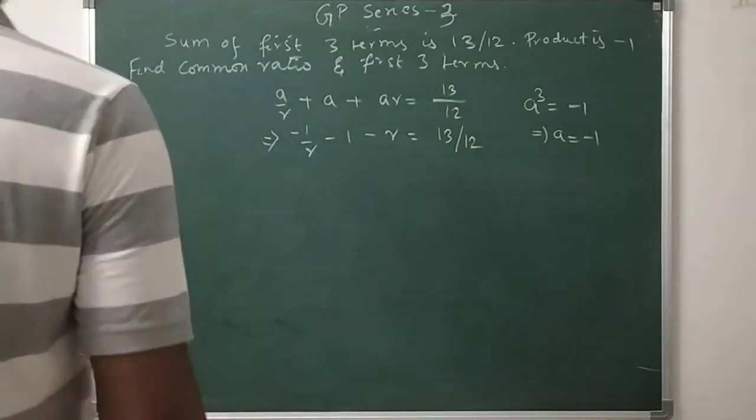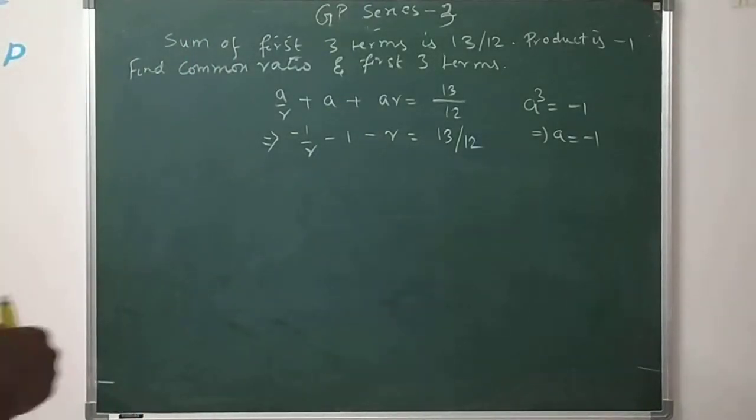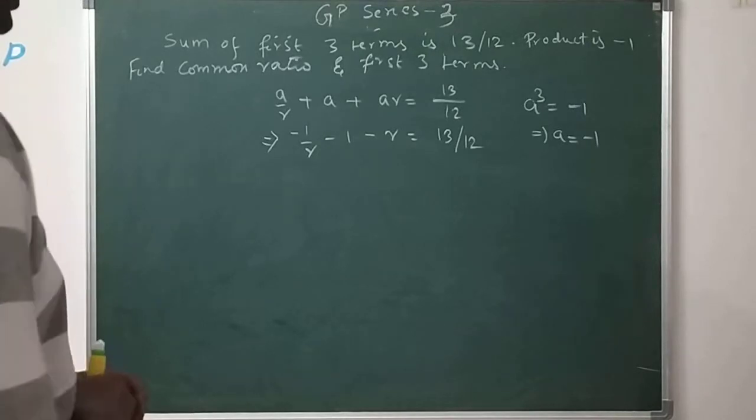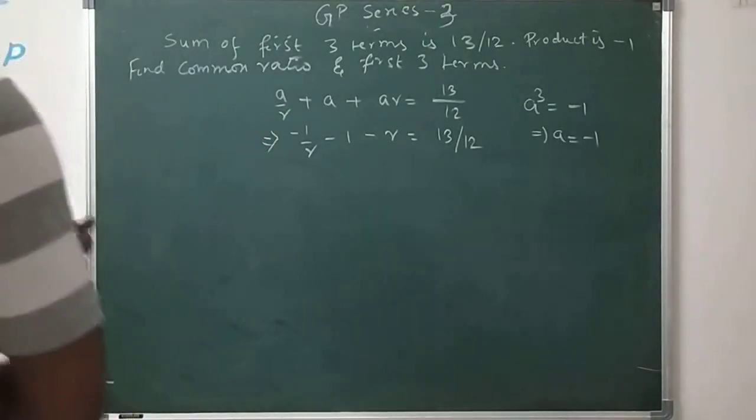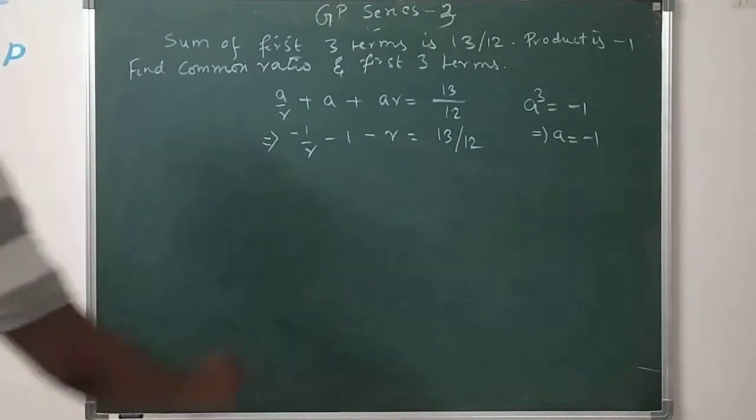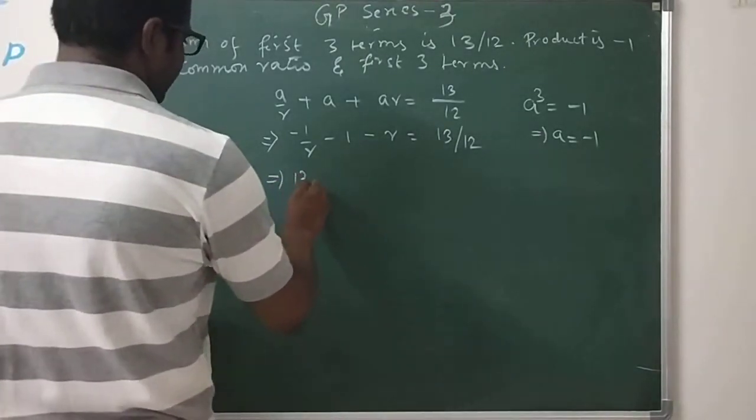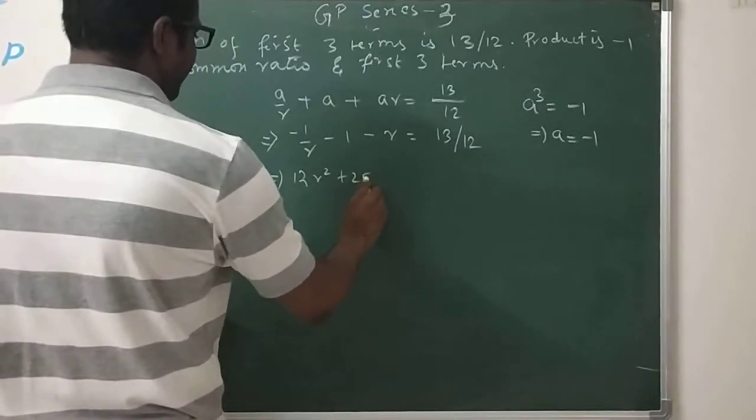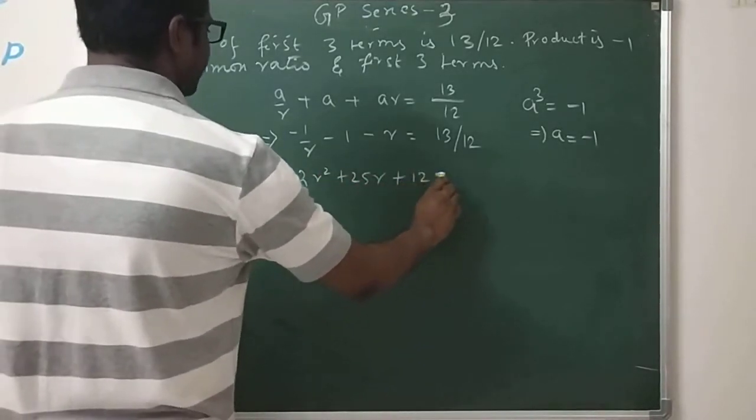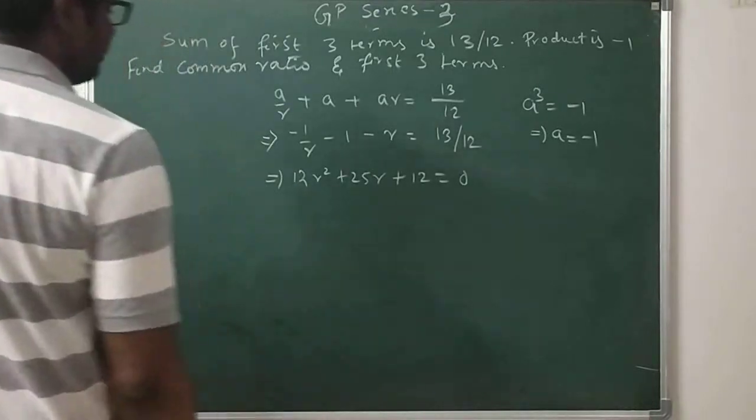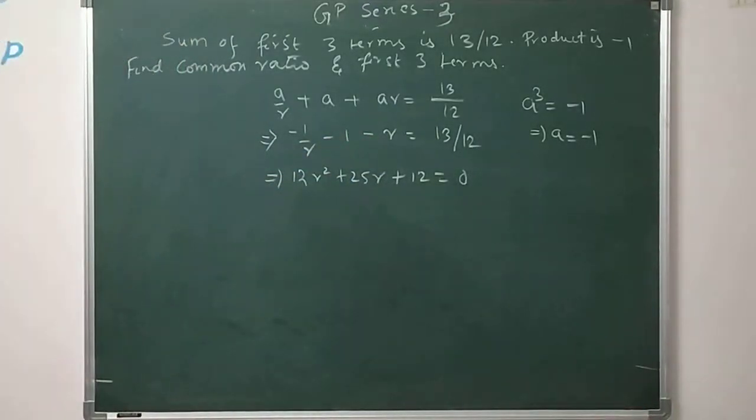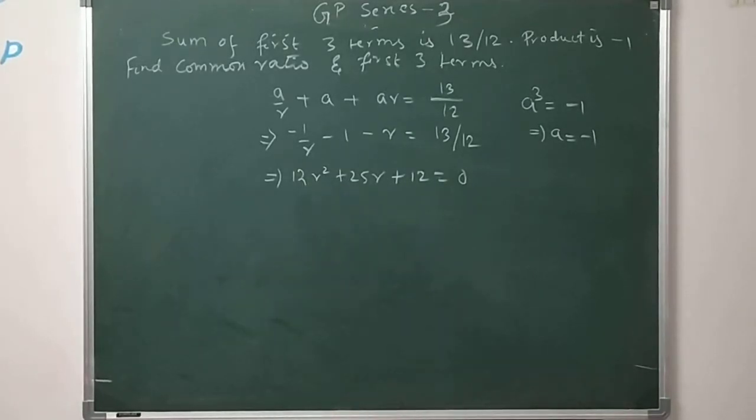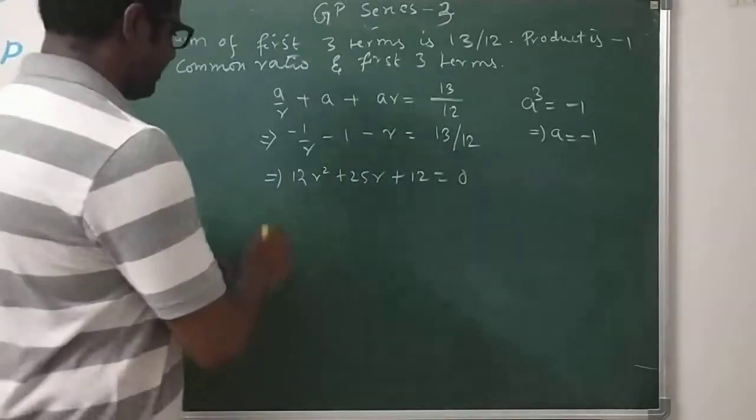Okay? So this will land out to be a quadratic equation. So please transfer it into a quadratic equation first, and you will get a quadratic equation like this: 12R square plus 25R plus 12 is equal to 0. So how do you solve it? 12 12s are 144. So it will be 16 into 9. Yes.